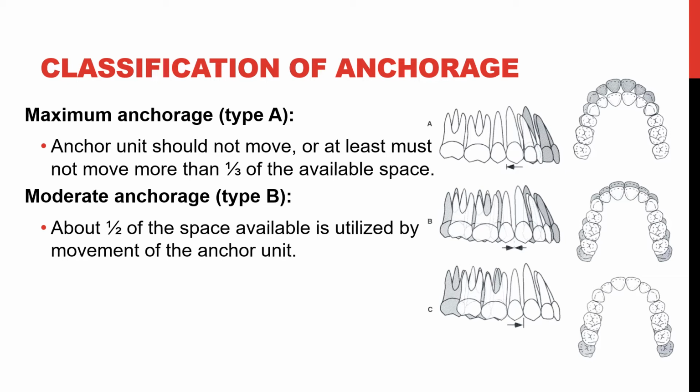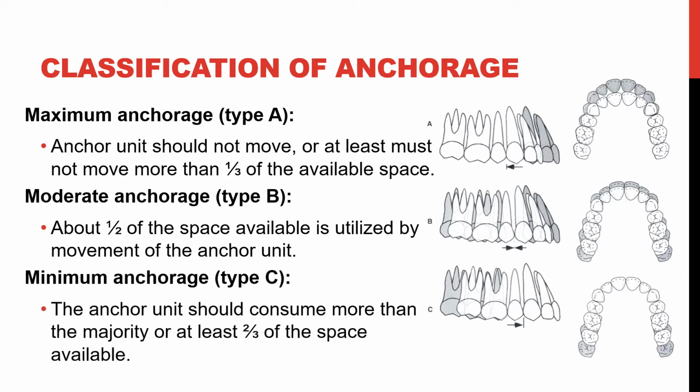So we have the forward movement of the anchor teeth and the backward movement of the anterior teeth. In the minimum anchorage, or type C, the anchor unit should consume the majority, or at least 2/3, of the space available.